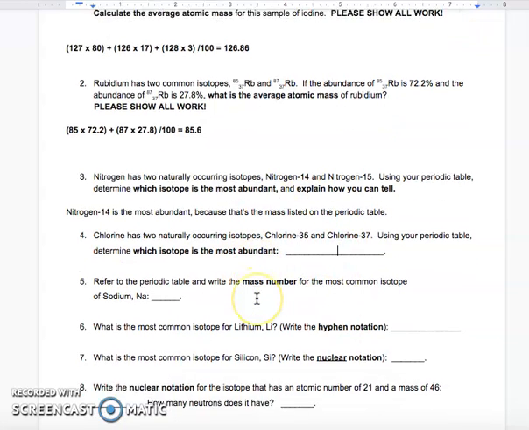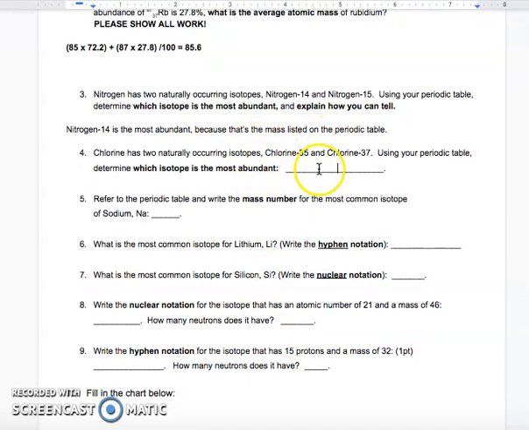Number 4, chlorine has 2 naturally occurring isotopes, chlorine 35 and chlorine 37. Using your periodic table, determine which isotope is the most abundant. Same thing we did in number 3. We just have to find chlorine on the periodic table and see which one the weight is closest to. If it's closer to 35, I know this is the most abundant isotope. If it's closer to 37, I know that this is the most abundant isotope. If you look at a periodic table, you'll see that chlorine 35 is the most abundant.